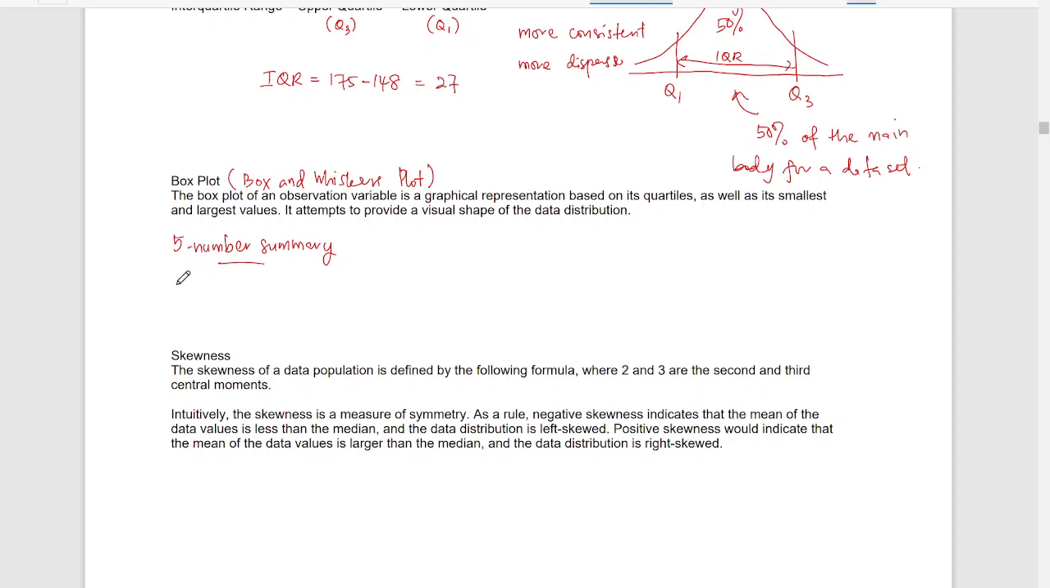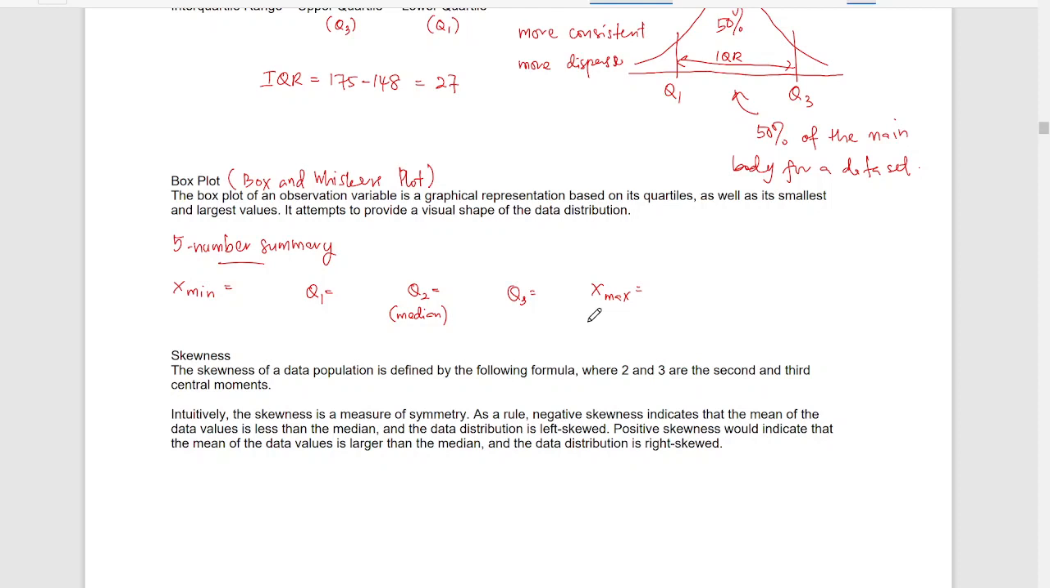What are the measures? It is the X min, that means the minimum value or the smallest value. And then you have quartile 1. You have quartile 2, which is similar to the median value. Quartile 3. And finally, the maximum value. Based on these 5 summary measures, you can construct a box and whisker plot.